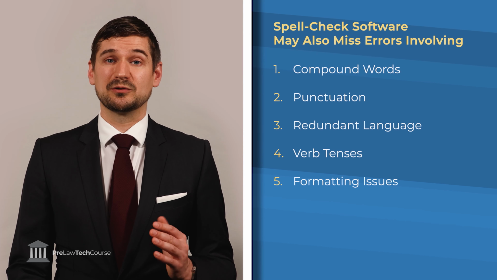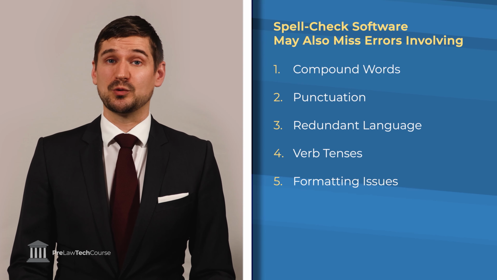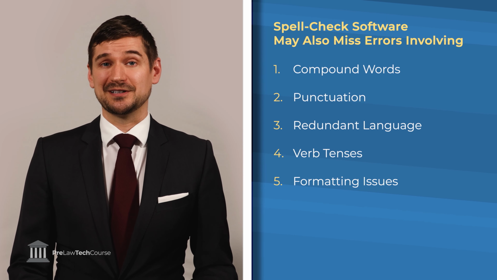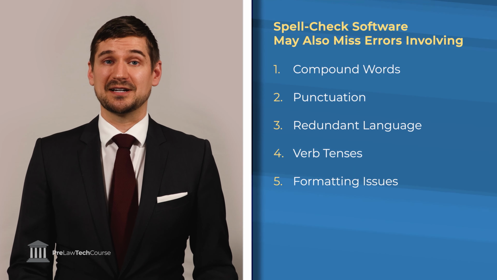These are only a few examples of the kinds of typos that spell check software fails to catch. Spell check software may also ignore errors involving compound words, punctuation, redundant language, verb tenses, and formatting issues. Fortunately, many of these errors can be caught using text-to-speech software. When checking for typos in this way, your ears will catch many common errors. For me, when I use text-to-speech software, the typos simply jump out and I can detect and correct them the instant I hear them. Before I send out any final work, be it a letter, email, or other document, I check it with text-to-speech software to ensure that it's perfect.